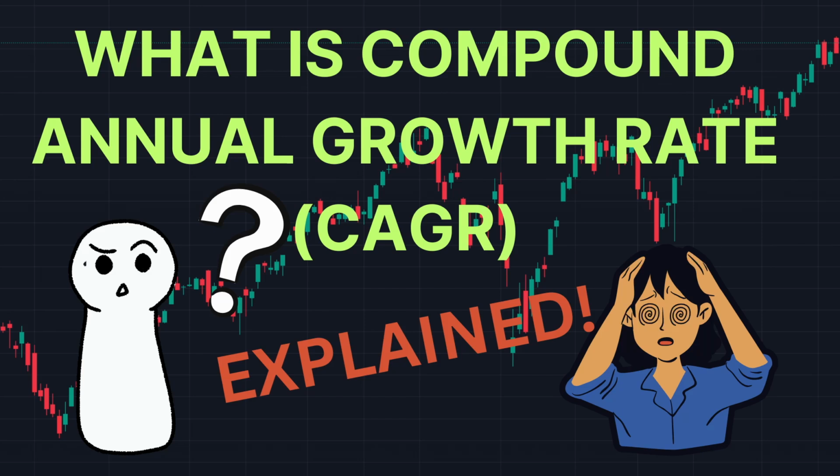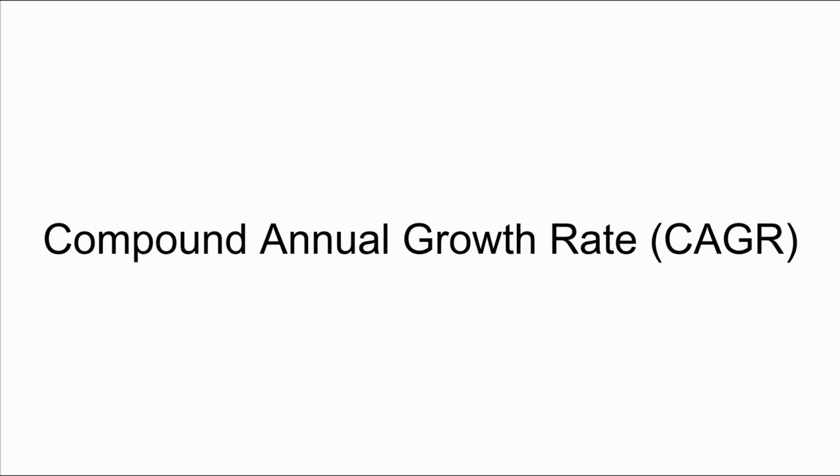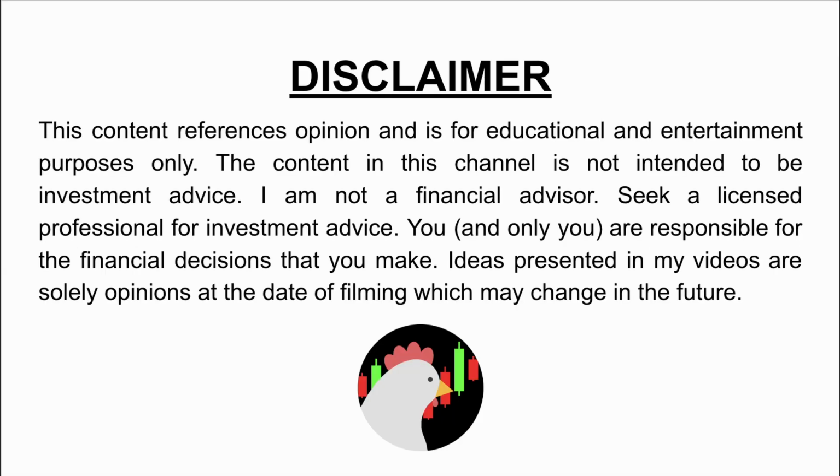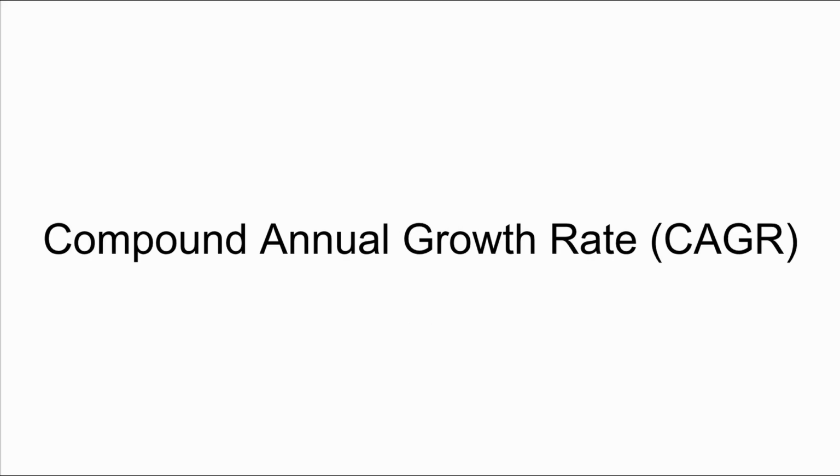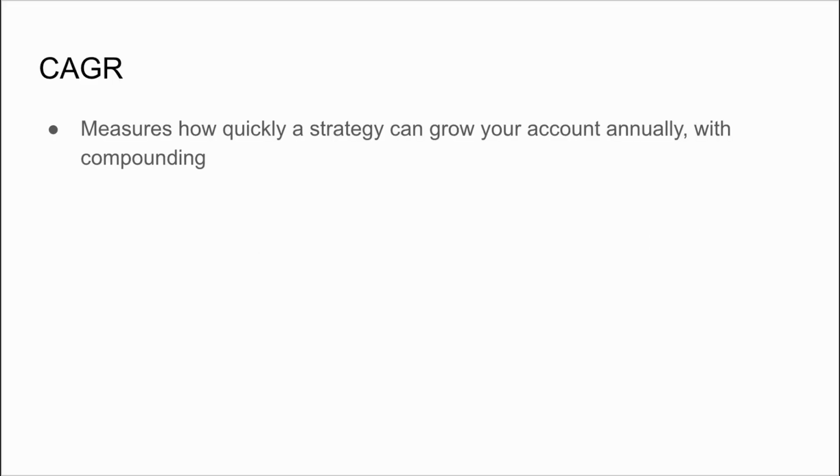Hey guys, Algochicken here. Today, we will be looking at the compound annual growth rate, also known as CAGR. The CAGR is one of the many important metrics we use to evaluate and compare the performances of trading strategies. The CAGR of a strategy measures how quickly your strategy is theoretically able to grow your account annually, with compounding.